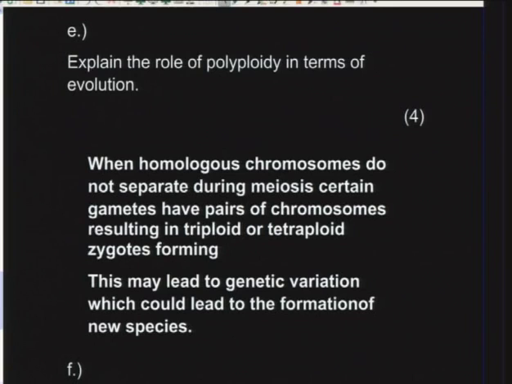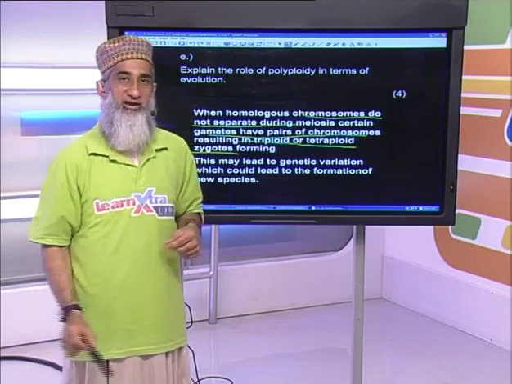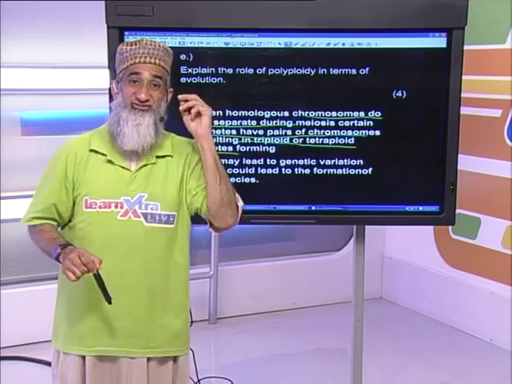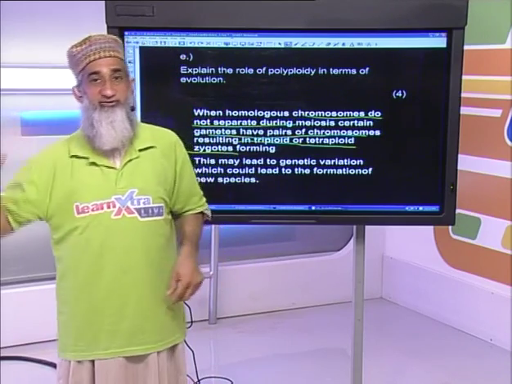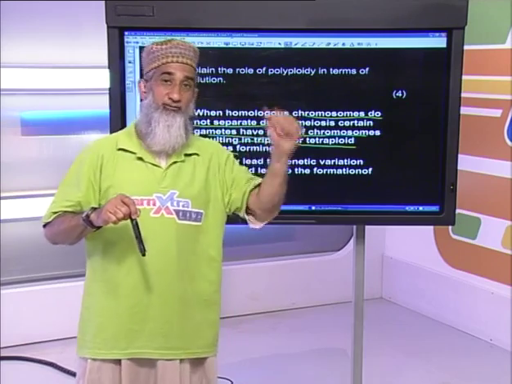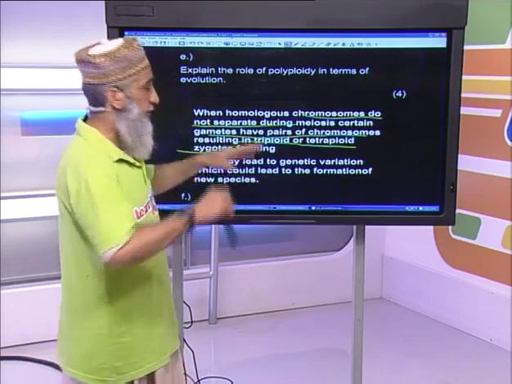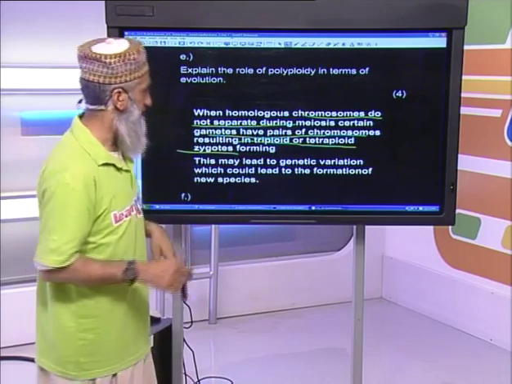When homologous chromosomes do not separate during meiosis, certain gametes may have pairs of chromosomes. Instead of being haploid, they are diploid, resulting in triploid or tetraploid zygotes forming. In other words, if a diploid gamete fuses with a haploid gamete, 2 plus 1 is 3, so that's triploid. If a diploid and a diploid, 2 plus 2 is 4, tetraploid. And you can get octaploid. So all those above 3, we talk about polyploidy.